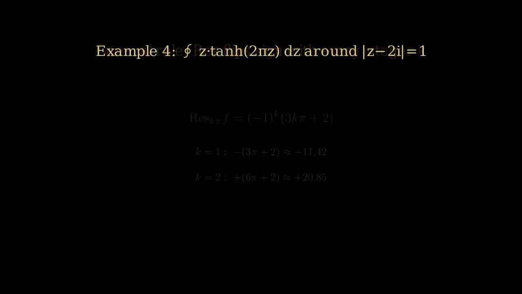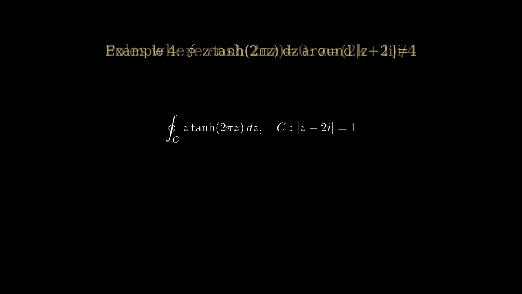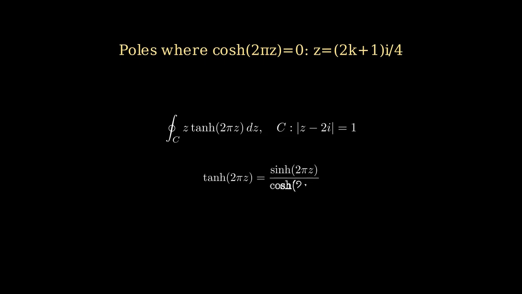Worked example 4. A contour integral using hyperbolic functions. We want the closed loop integral over C of z times hyperbolic tangent of 2 pi z dz, where C is a circle of radius 1, centered at 2i. Step 1. Rewrite hyperbolic tangent of 2 pi z as hyperbolic sine of 2 pi z divided by hyperbolic cosine of 2 pi z. Step 2. Find where the denominator vanishes. These become the poles located at the quantity 2k plus 1 times i divided by 4 for any integer k.